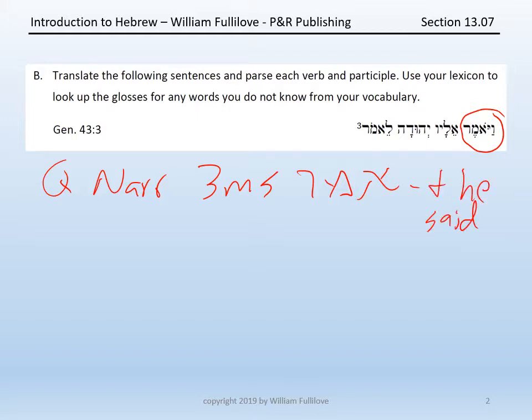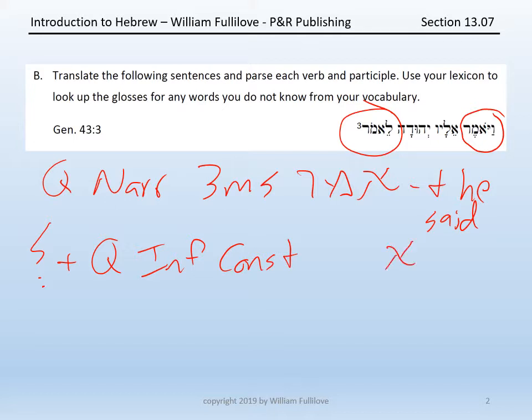But notice I also have a second verbal form. Lemor is le plus a Qal infinitive construct of amar, maybe glossed as something to the effect of saying. If you need help on being able to understand this, look back at section A where we undertook to parse this form. So now I have both verbs parsed.